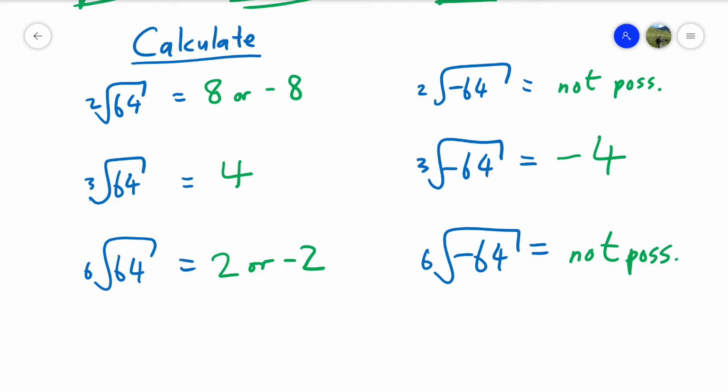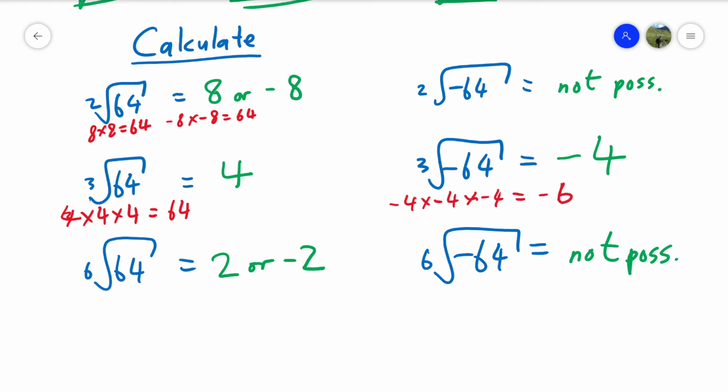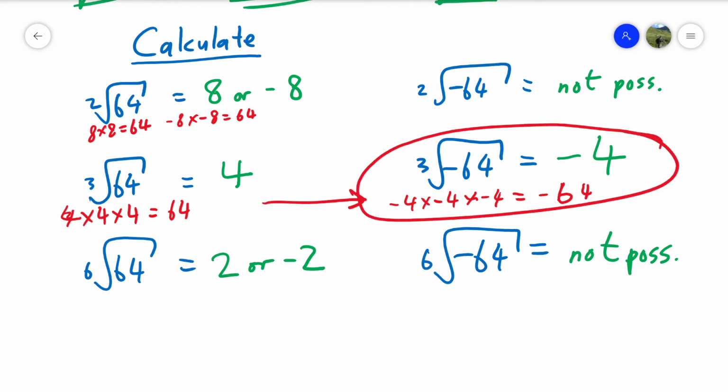Well, the square root of 64 is 8 because 8 times 8 is 64. Now, here's the interesting thing, it can also be minus 8, because minus 8 times minus 8 is 64. What about this? What's the cube root? That means that 4 times 4 times 4 is 64. But minus 4 times minus 4 times minus 4, well, that's minus 64. So that one kind of moves over here, which is why this one has an answer.